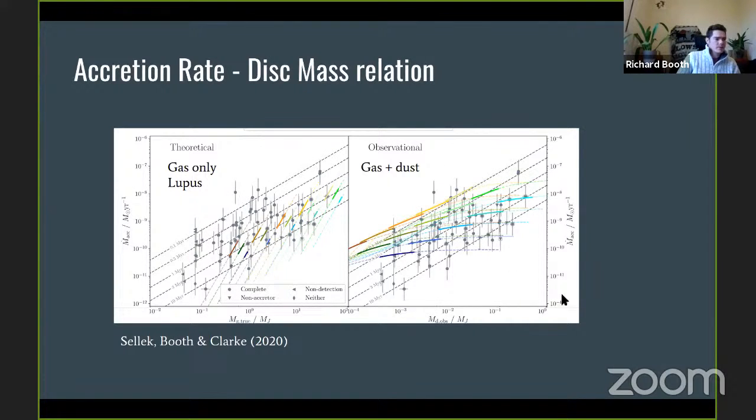But if we use the models just as they were, just including viscous evolution and radial drift, we have a problem: they predict, for example, a population of very low mass disks with significant accretion rates, which aren't seen, right? And there's also an issue that they struggle to explain the most massive disks too.